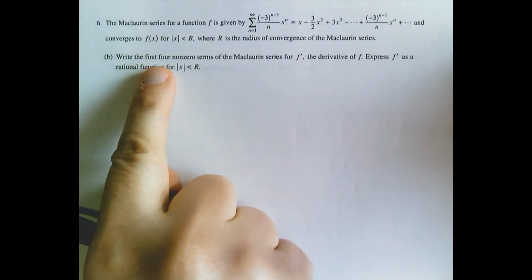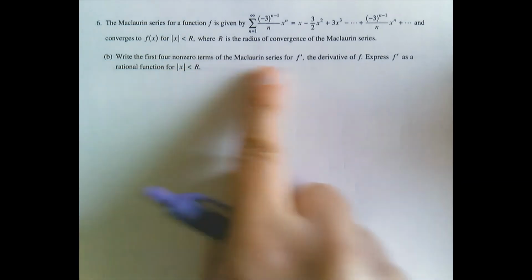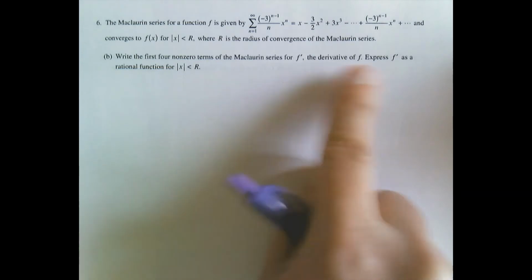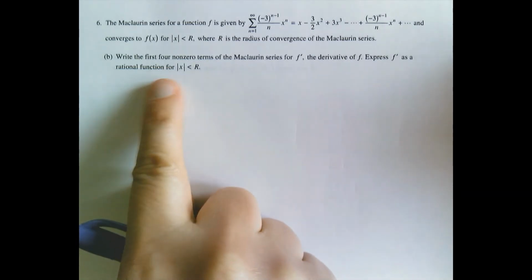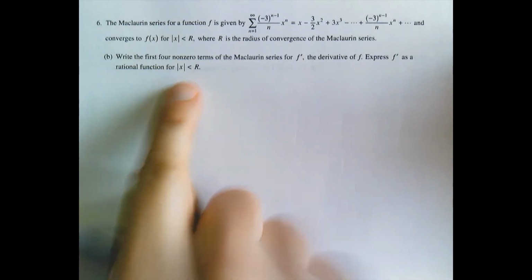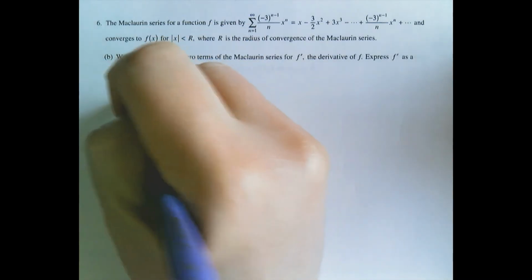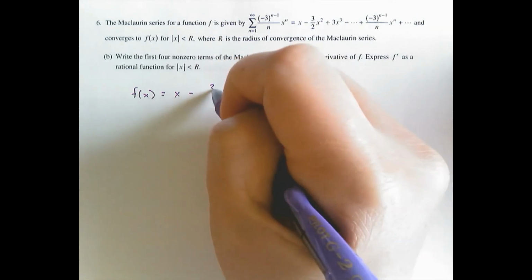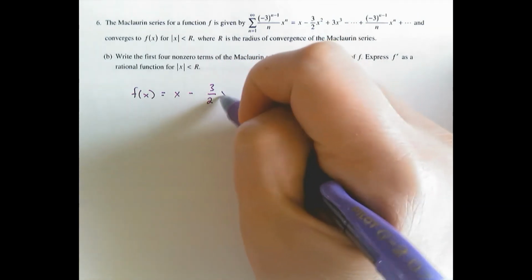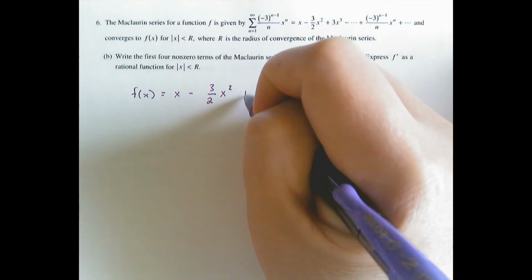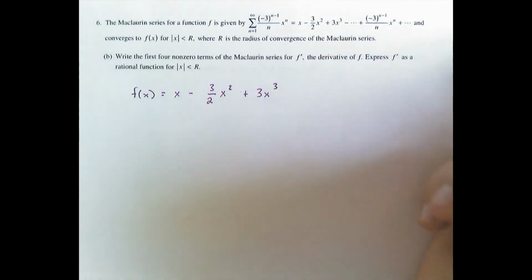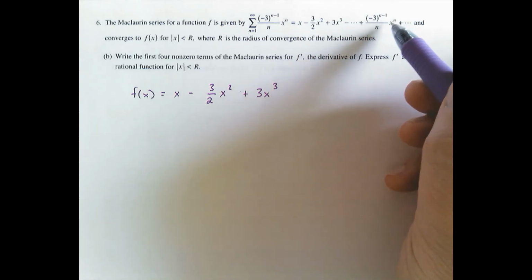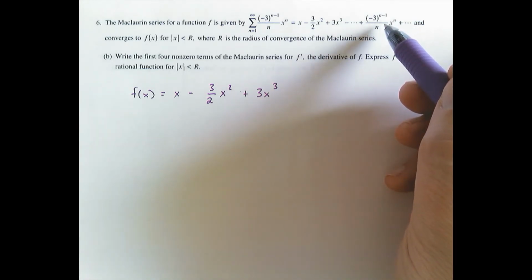Part B says write the first 4 non-zero terms of the Maclaurin series for f prime, the derivative of f. Express f prime as a rational function for the absolute value of x less than r. So I'm going to go ahead and write f of x, and from there we can find f prime of x. Now, they've given us the first three terms of f of x, but the fourth term they didn't provide for us. We're going to need to consult the general rule to determine the fourth term.